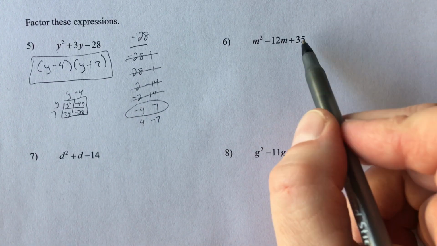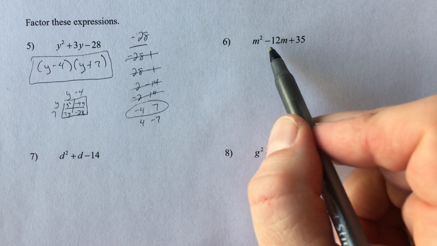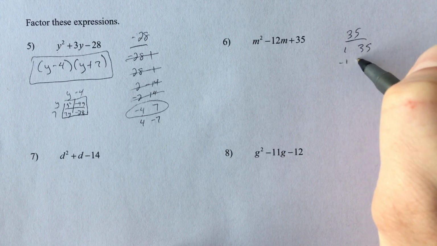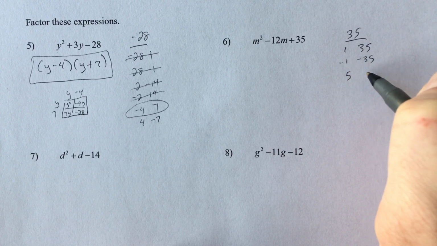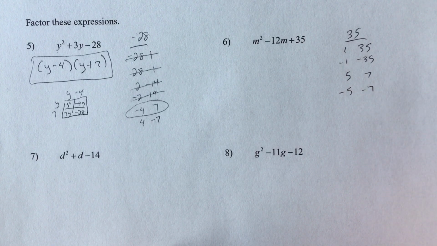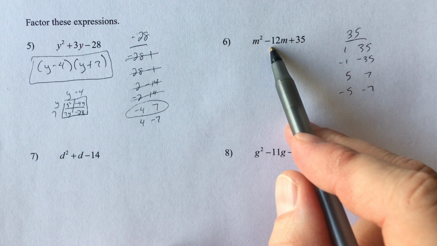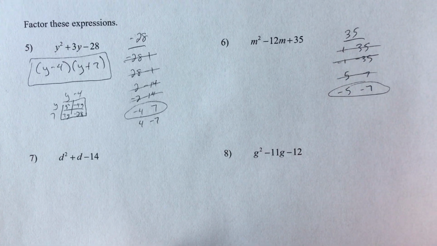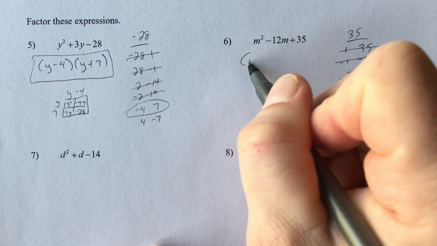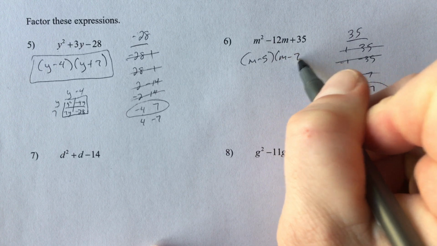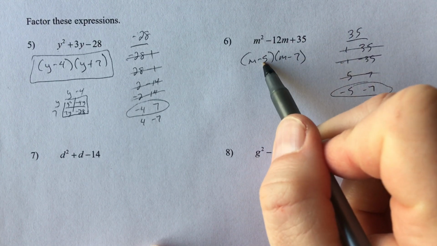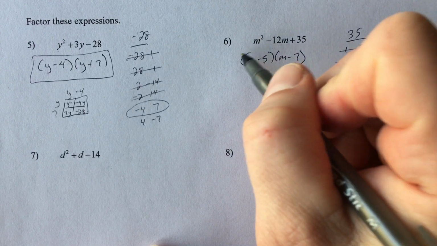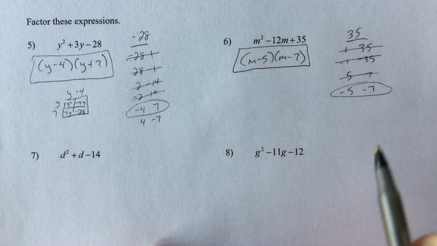Over here, I'm looking for two numbers that multiply to equal 35 and add to equal -12. So again, there's not many numbers that multiply to equal 35. In fact, I think we have them all right there. We want the pair that adds up to -12. So not that one, not that one, not that one. We get that one, -5 and -7. So it'll be m minus 5 and m minus 7. And just to check, -5 times -7 is positive 35. -5 plus -7 is -12. Yeah, we're all good.